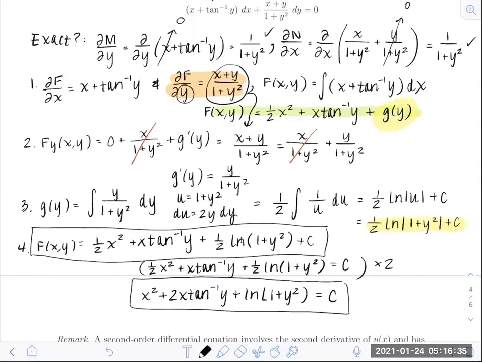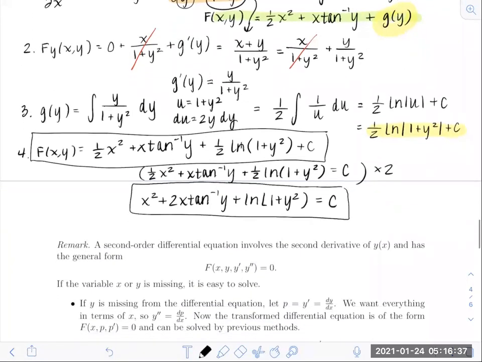We end this section talking about how to find solutions of a very particular type of second order differential equation. So first I have a remark here. A second order DE involves the second derivative of y of x and has a general form of, notice that it's involving x, y, and possibly its first and second derivative. Now it may or may not include y and y prime.